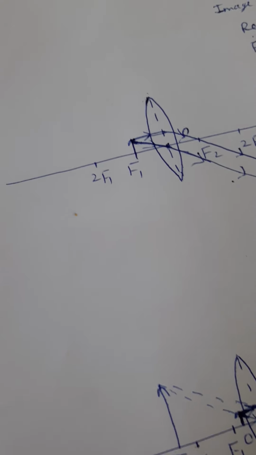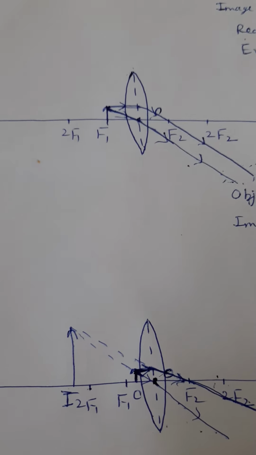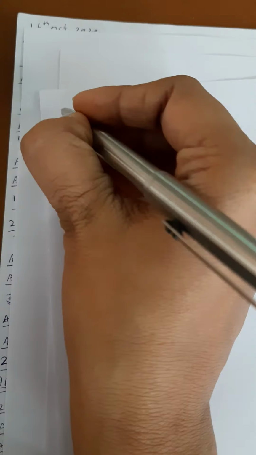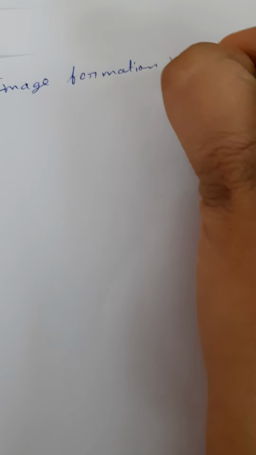Okay. Now the same thing, how an image is formed by a concave lens, that we will discuss. Now you see how the image is going to form by a concave lens. Image formation by concave lens. What kind of image will be formed by a concave lens? For that we will discuss only two cases.